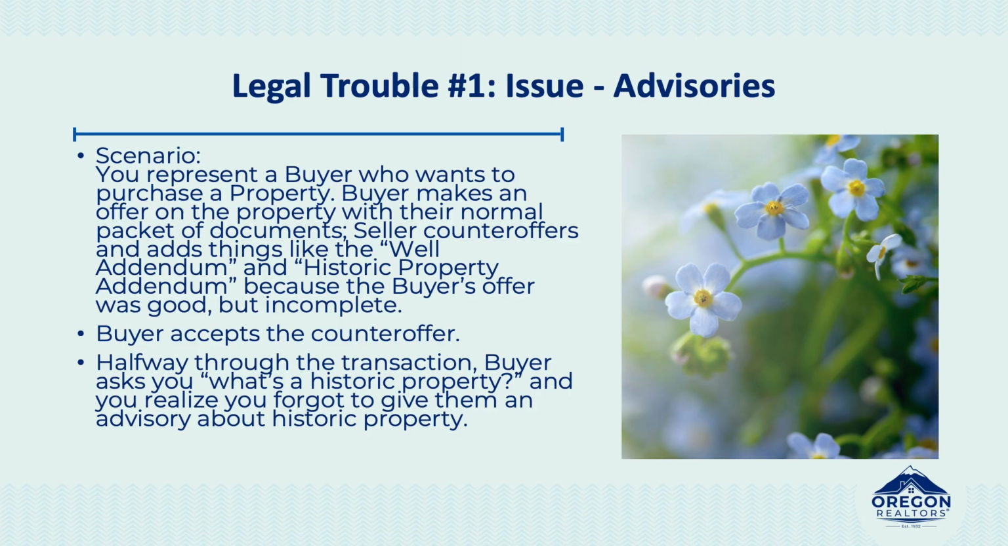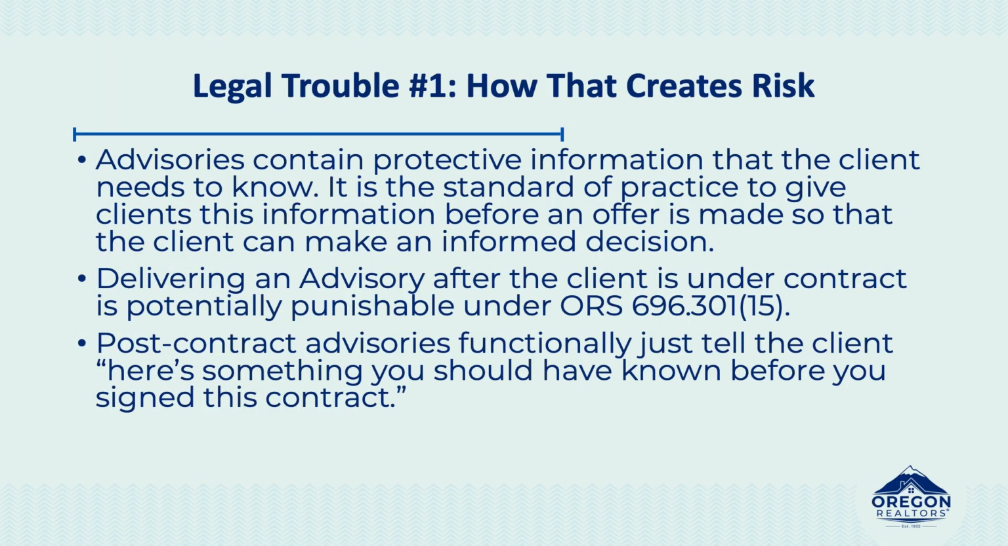Now, the purpose of an advisory is to give the client information before they run into the problem, so they make informed decisions. The buyer knows what the risk is of buying historic property before they buy historic property. They know what it means to have a well before they look into purchasing a property that has a well. Once you're under contract, you can't just back out because you didn't get an advisory from your agent. Instead, that creates a problem. Failure to deliver an advisory to a client is likely punishable under 696-301 subsection 15 as an action that is below the standard of practice.